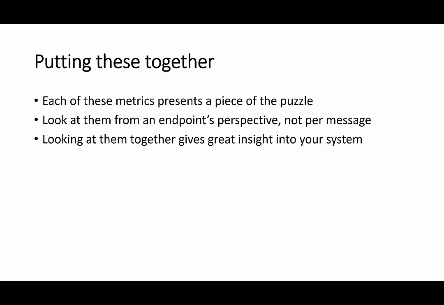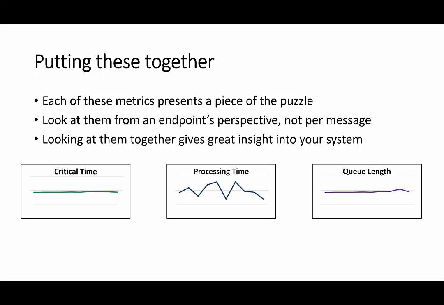So let's take an example. Here's 3 graphs. We've got the critical time, the processing time, and the queue length. In this example, we can see that the critical time graph is fairly stable and it's not very high. Queue length is the same. Processing time, while it isn't very high, is jumping around quite a bit. So what does that tell us about what's going on in our system?